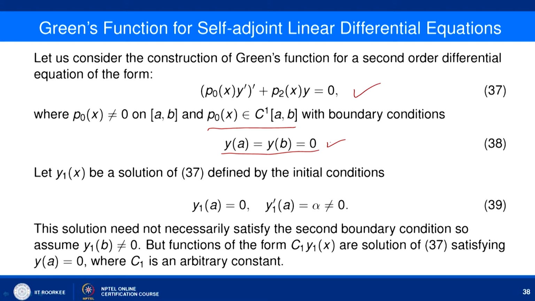So, let y1(x) be a solution of this equation 37 defined by initial conditions. We already know that if we have initial conditions, then this is an initial value problem and it must have a solution because your coefficients are continuous in this closed interval [a, b]. So, by existence and uniqueness for initial value problems, this must have a solution. Let us denote that solution as y1(x), and it satisfies the initial conditions y1(a) equal to 0 and y1 dash (a) equal to some alpha, where alpha is some non-zero value.